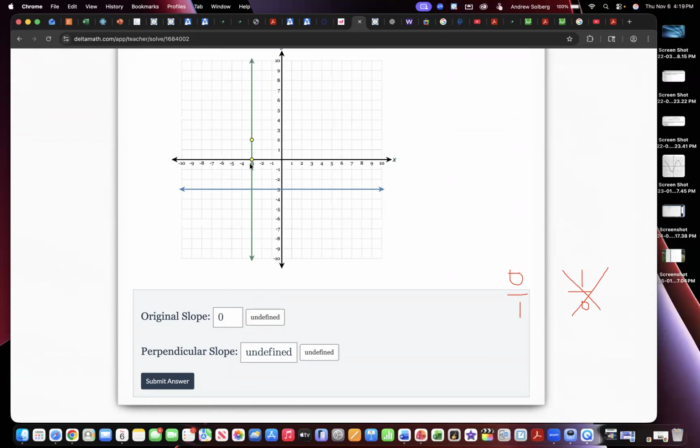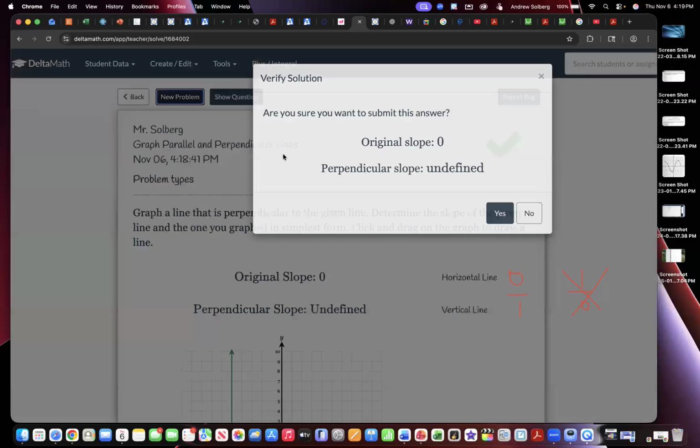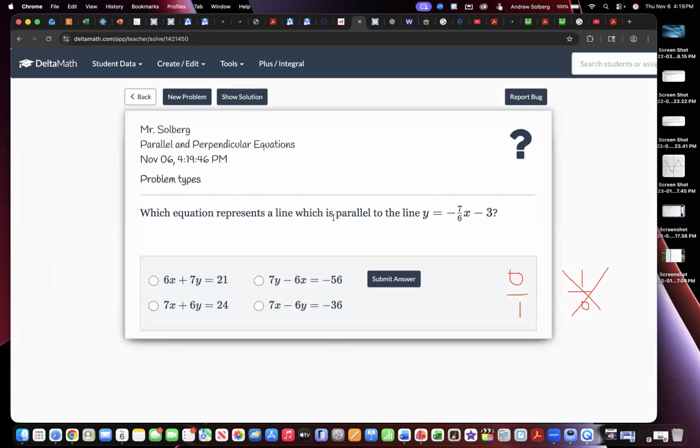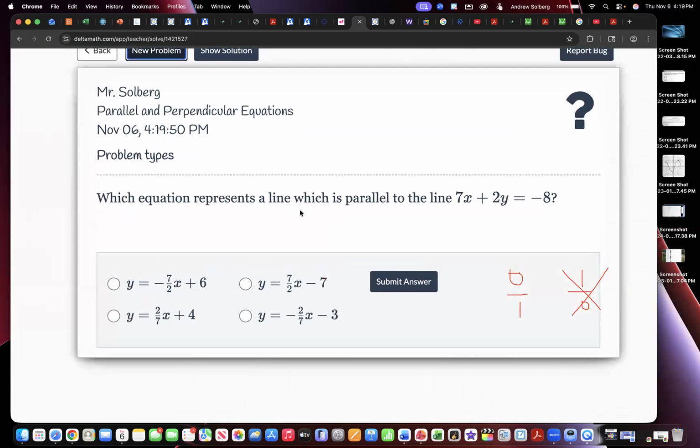And once again, you can do any vertical line, you always have that right angle there. Okay, and then just to briefly look at the last topic. It's multiple choice, so it's asking you either parallel or perpendicular.